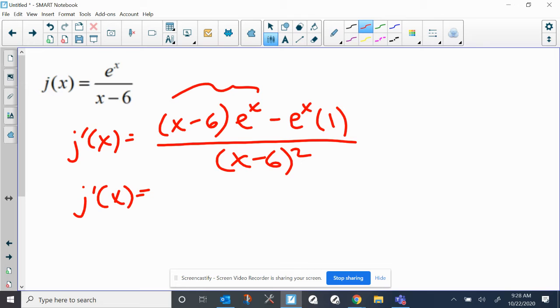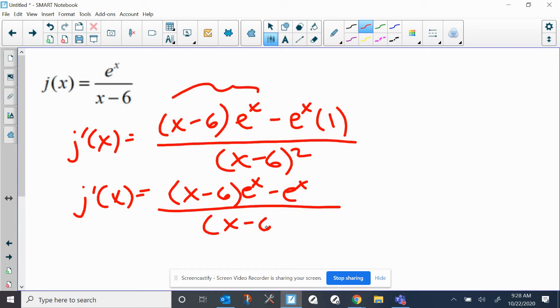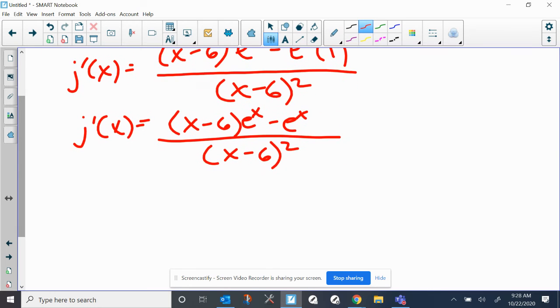So the first thing, I'm just going to multiply by that 1. So this is x minus 6 times e to the x minus an e to the x over x minus 6 squared. You cannot cancel out that x minus 6 because it's not in all three parts. It's not in this term over here. So it has to stay. So you could leave it like that, and I'm okay with that for right now.